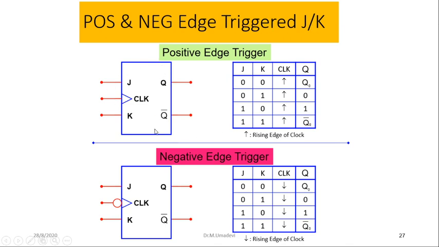This is the circuit symbol for the JK positive edge trigger flip-flop, and this is for the negative edge trigger flip-flop. For the negative edge trigger flip-flop, we have to mention this circle in the symbol. This is for the rising edge of the clock, and this is for the falling edge of the clock. This is called positive edge trigger and this is called negative edge trigger.